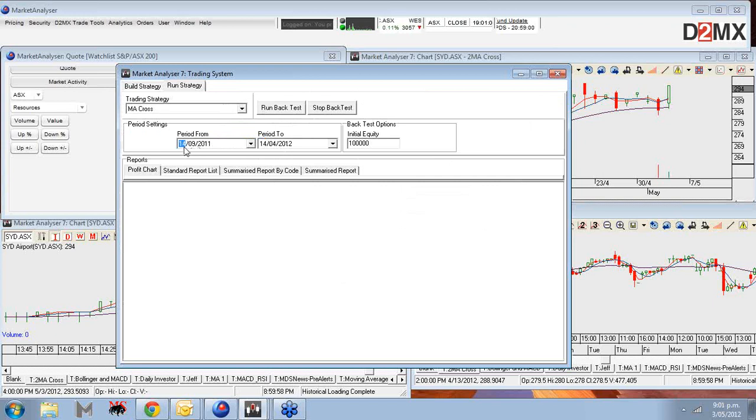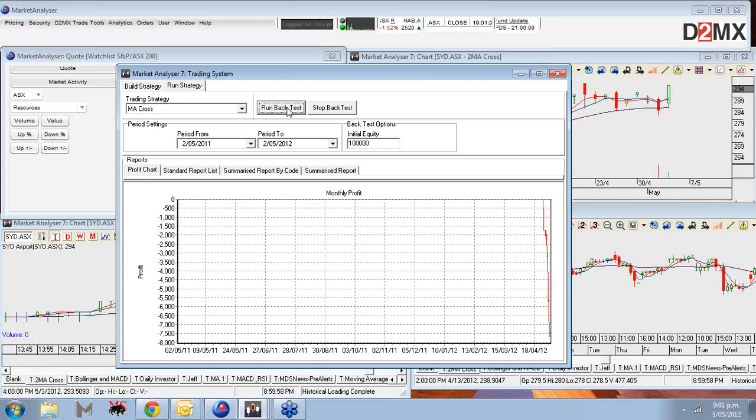So tell it OK. When we click on Run Strategy, there's a period set up in here, but we could run this on the 2nd of May to the 2nd of May and run the back test. And what that will do is it will actually allow us to see what happened on that day, what the scan brought up. So this is yesterday's information. We're not looking at today's, we're looking at yesterday's, and we'll get a list of shares.